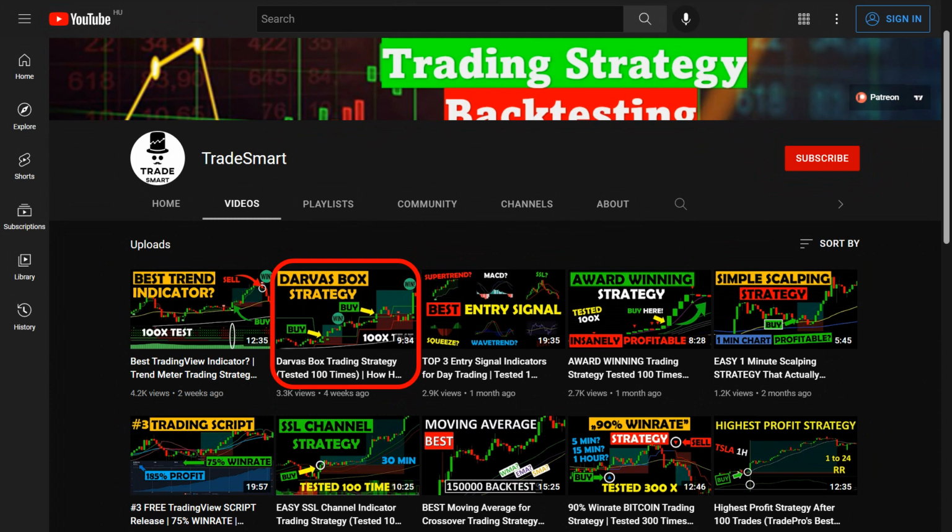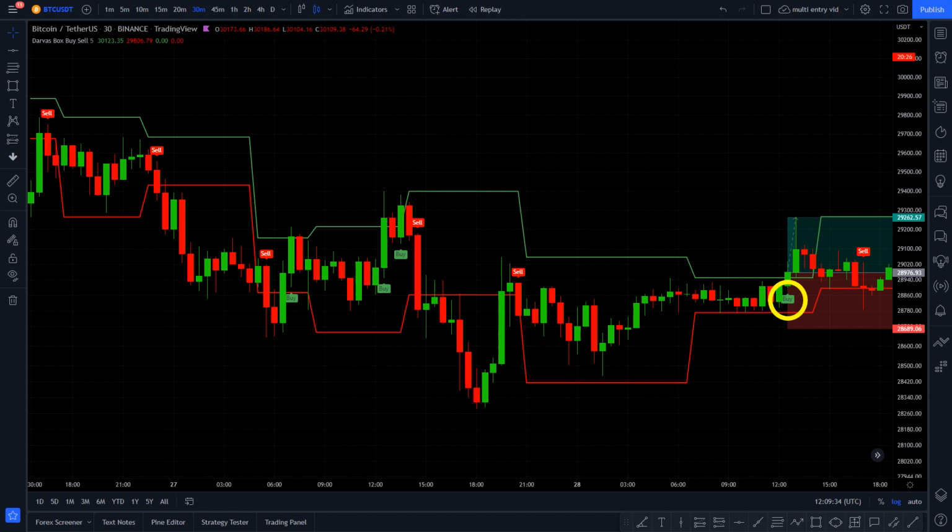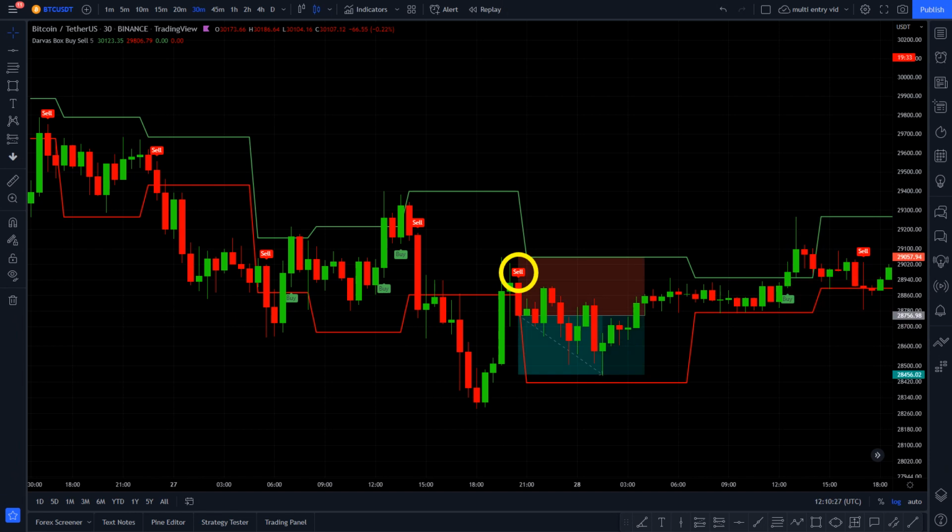This is another simple entry signal indicator. Once a buy signal appears on the chart, we have a long entry signal, and the sell signal means a short entry signal. We have only 5 entry signal indicators left, so bear with me.